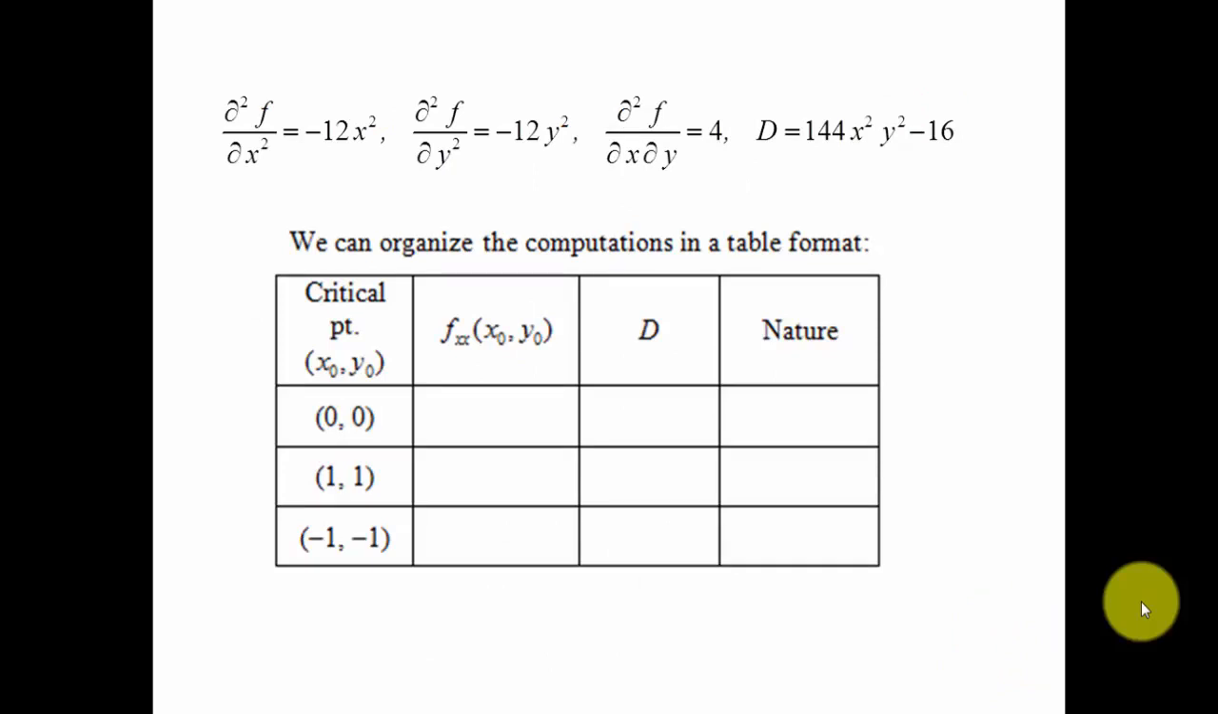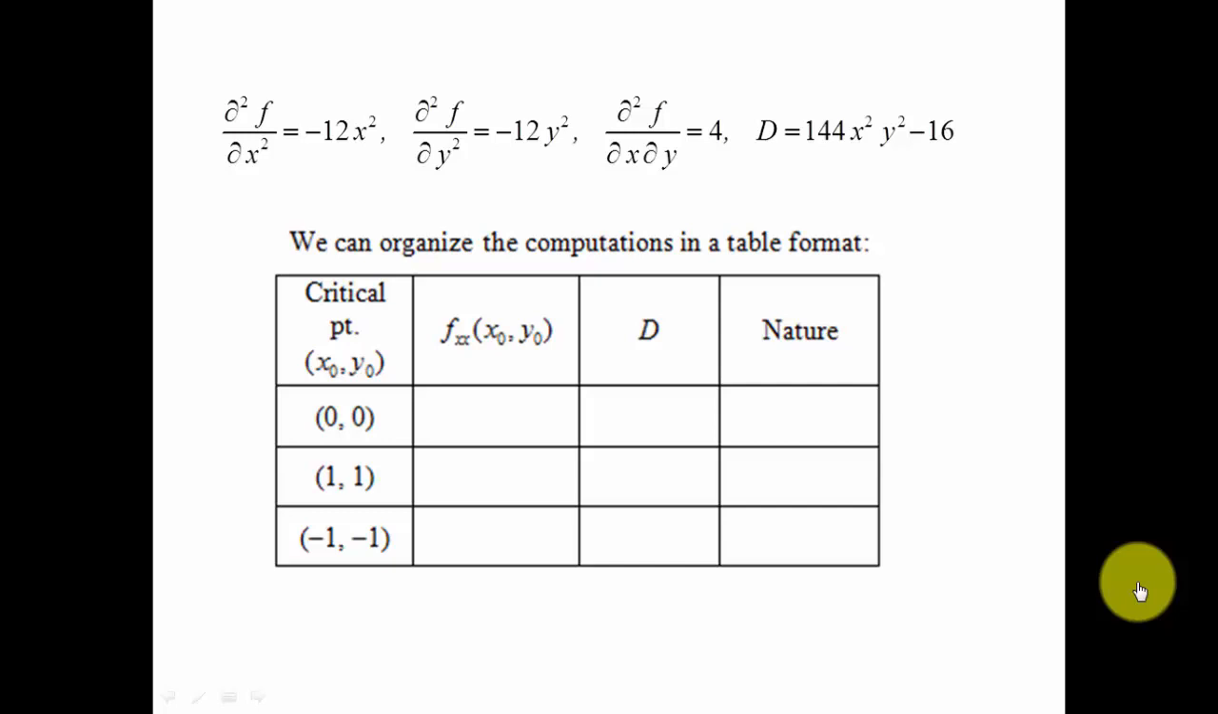We can organize the computation in a table format. On the left hand side, we have the critical points, which are 0, 0, 1, 1, and negative 1, negative 1. And then we need to compute the corresponding second order partial derivative with respect to x and also d based on the critical point. And then we can classify the nature of this critical point.